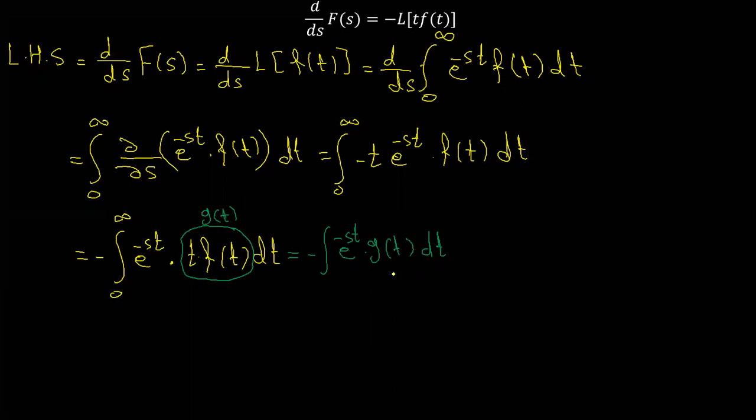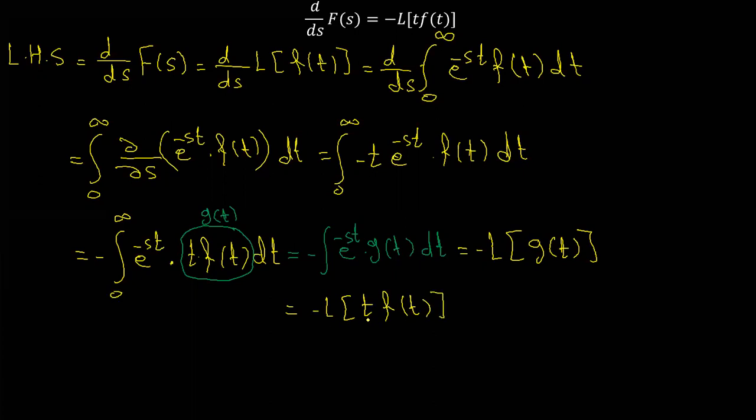It's a famous Laplace. Laplace of g of t. You are right. Laplace of g of t. Go back, please, to your g. I don't know g. So it's negative Laplace. Your g is written here to be t times f of t.